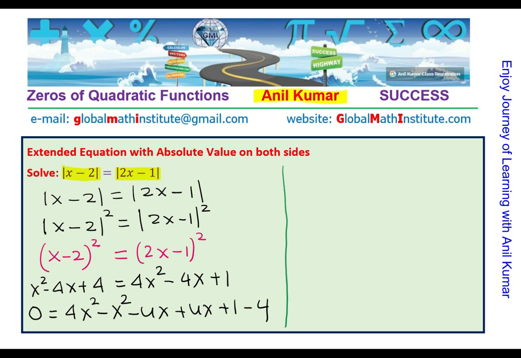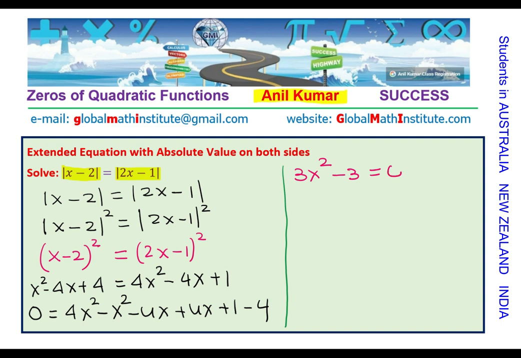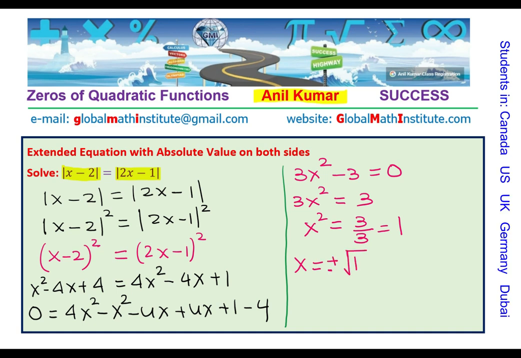Now let's try to solve this equation, which is 4x square minus x square is 3x square, correct? Minus 4x plus 4x is 0 and 1 minus 4 is minus 3 equals 0. Perfect. So now we can solve it by saying, well, 3x square is equal to 3. x square equals 3 divided by 3, which is 1. And x should be equal to square root of 1 with both plus and minus sign. So we get two solutions, which are x equals plus and minus 1. Does it make sense to you?